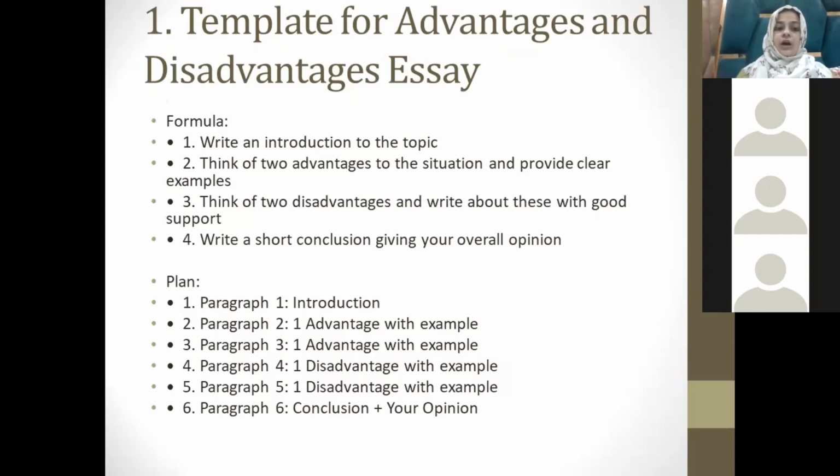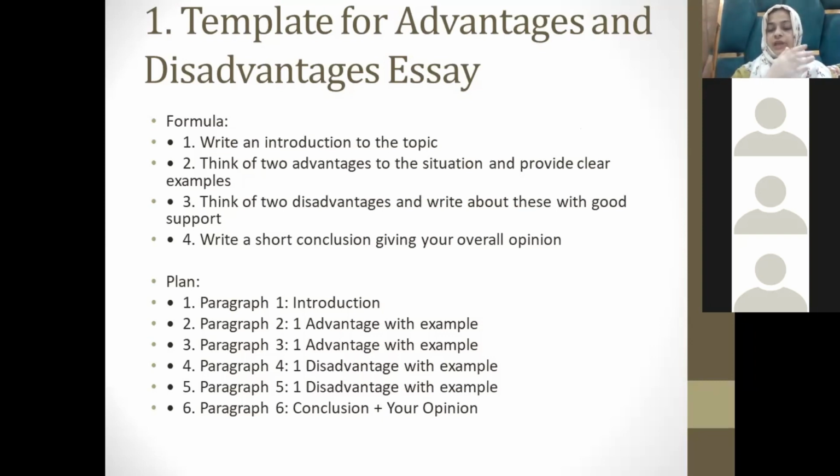First of all, the formula when you are going to plan and organize. You need to write the introduction to the topic. Then you need to think about 2 advantages to the situation, and then you need to provide a clear example. Number 3, 2 disadvantages. Think about good support. Good support is also the example which you are going to state in the paragraph. And then write a short conclusion.